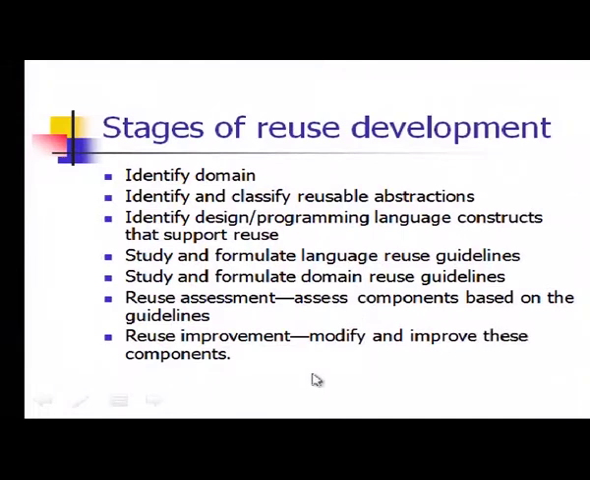CORBA withstood the test of time. Object request brokers, study and formulate domain reuse guidelines, reuse assessment, assess components based on the guidelines, reuse improvement. So, for all these things we now have stringent definitions for reuse in place. What will make good reuse is in place. The domains are opening up, the application domains are opening up.